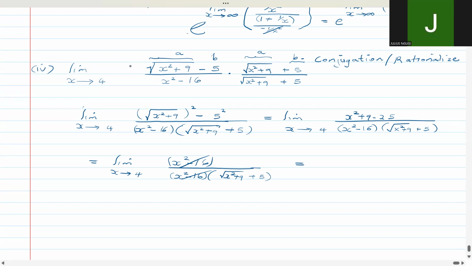We have now the result as limit as x approaches 4 of 1 divided by square root of x squared plus 9 plus 5. And then if you substitute x with 4, you have 1 divided by 4 squared, that's 16, plus 9, that's 25. So root of 25 plus 5, which becomes 1/10. That's the end of part 2.